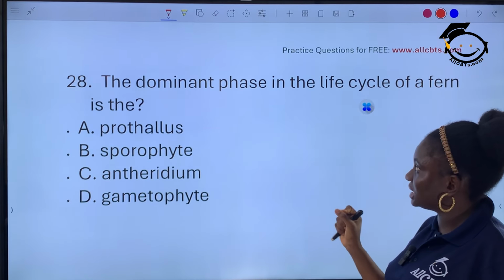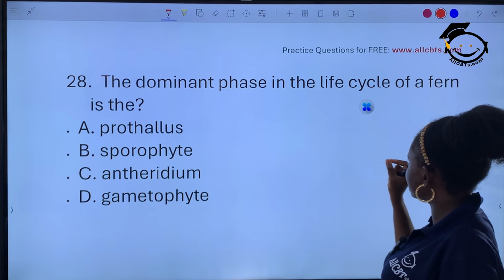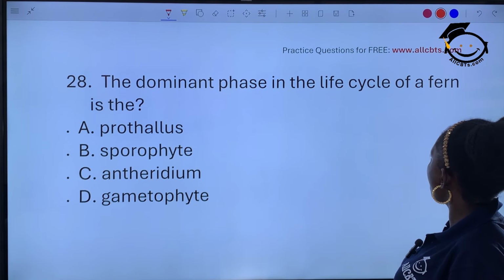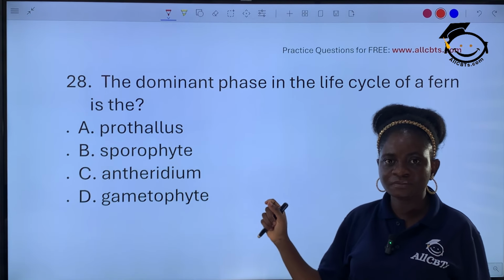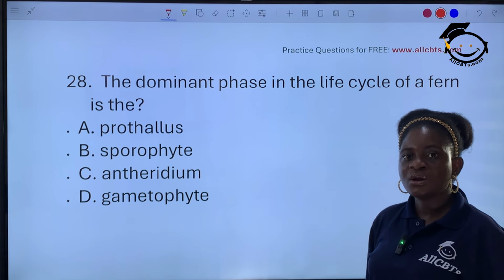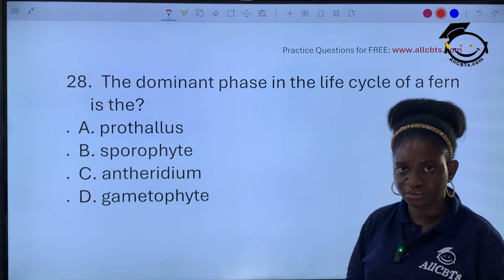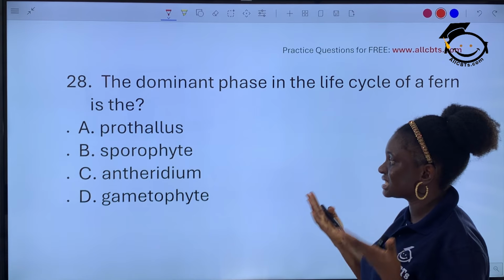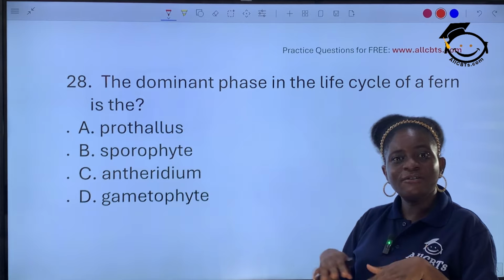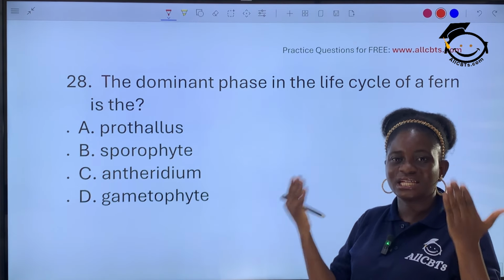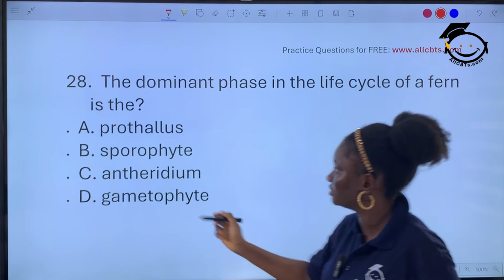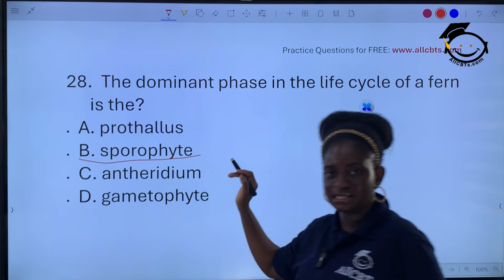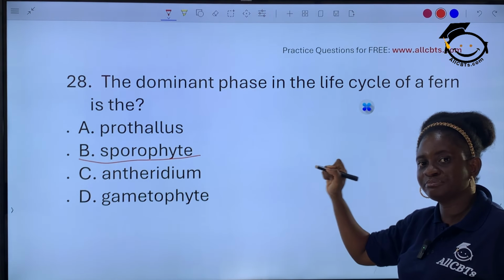Question 28. The dominant phase in the life cycle of a fern is the phase where it is visible, the fern plant. So the correct answer is sporophyte, the visible stage of a fern plant. So the correct answer here is sporophyte, option B.